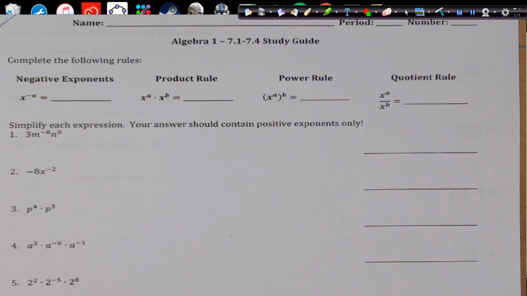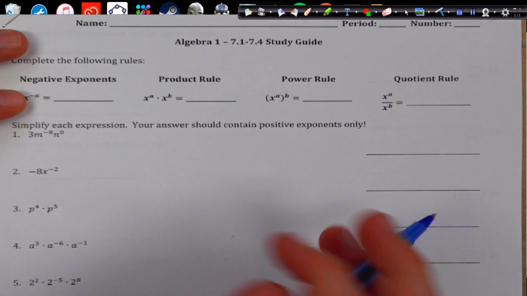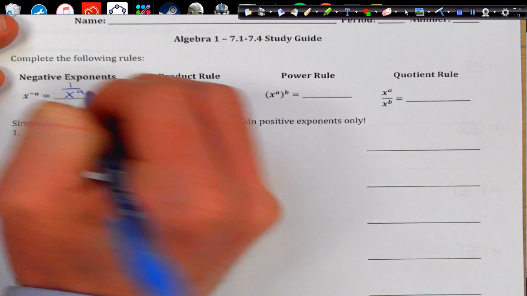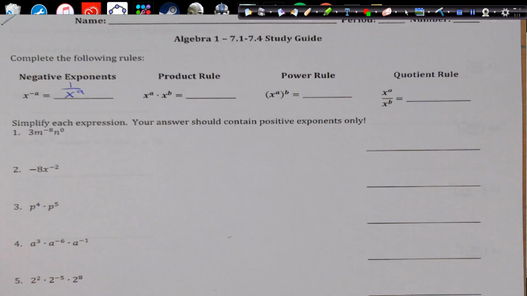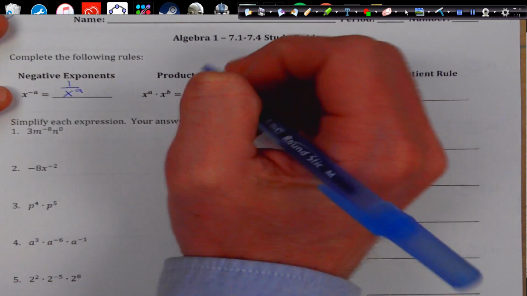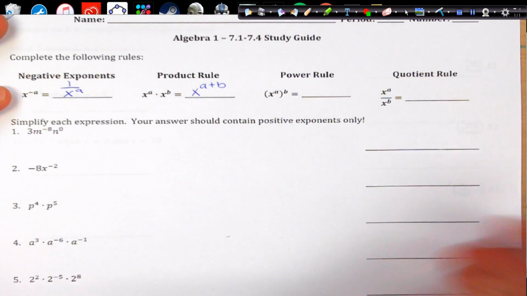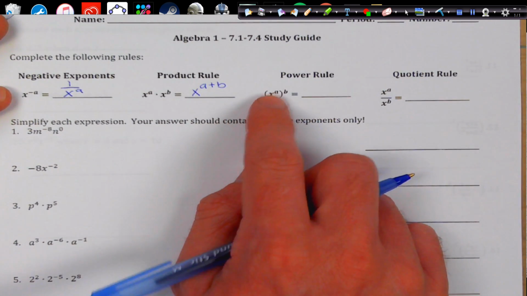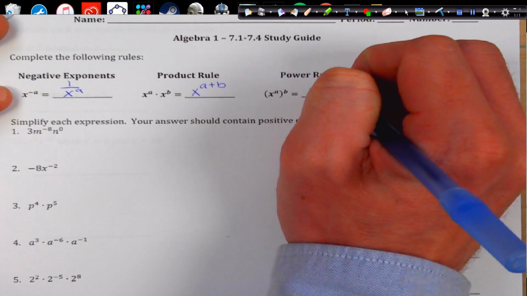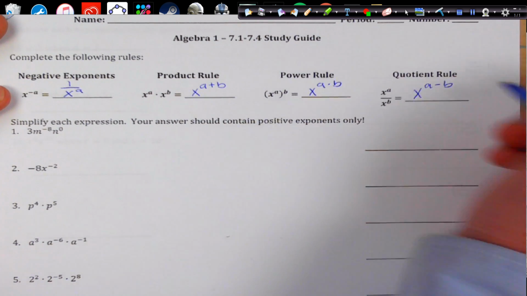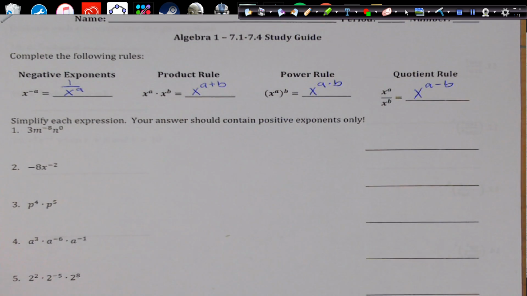Negative exponents, anything with a negative exponent, we've got to go ahead and get rid of it. So we're going to put it in the denominator, downtown. There we go. Product rule: when you multiply, the exponents add together, so this is going to be A plus B. Power rule: we're going to multiply these two together, A times B. And quotient rule: we subtract, A minus B, the top from the bottom. The other one that was not mentioned here is that anything to the 0 power is going to be 1.